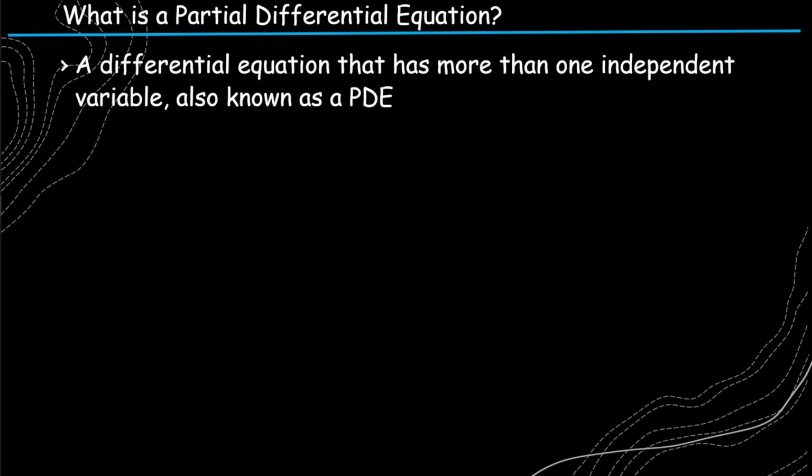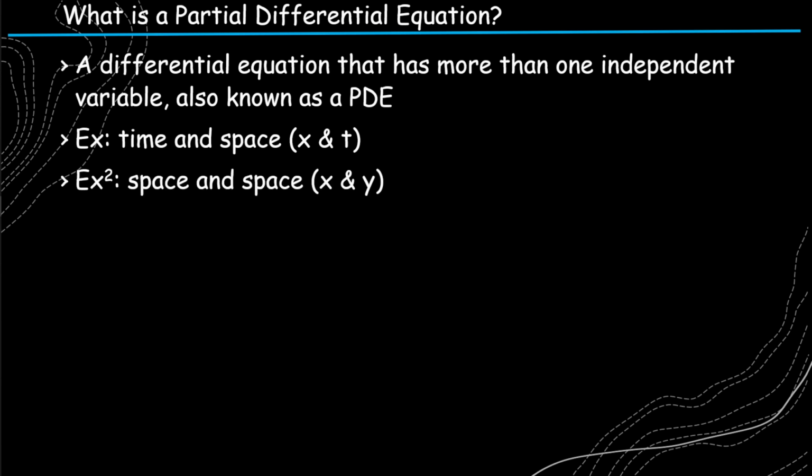So a PDE, a partial differential equation, is a differential equation that has more than one independent variable. Some examples can be time and space, or space and space itself, so the XY plane, they can be independent from each other. The equation looks somewhat similar to an ODE. The only difference is that we use the lowercase delta, to signify that we are taking the partial derivative of a multivariable function with respect to a specific variable.